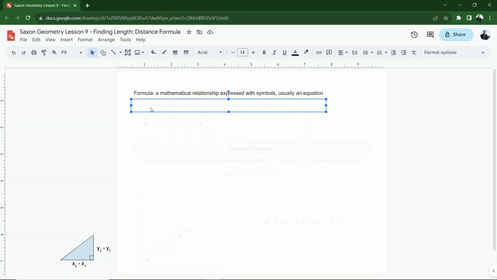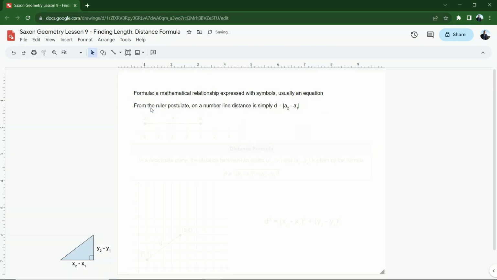And then we're going to base this on two other formulas that we have. One of them was related to the ruler postulate. Do you remember this formula? On a number line, we can calculate distance by taking one location minus another. We find the absolute value of that, and that gives us the distance.